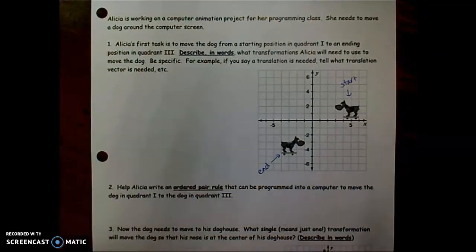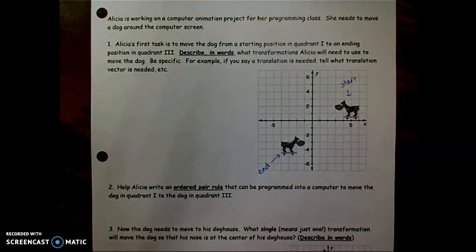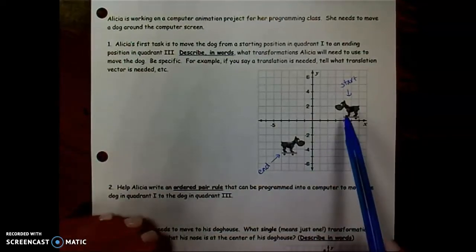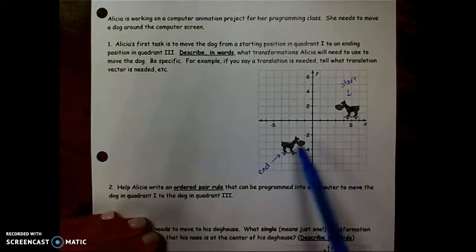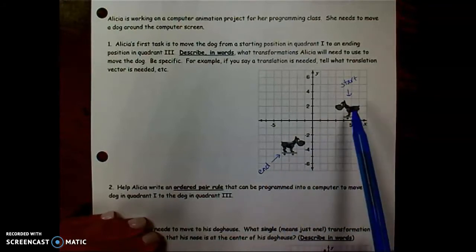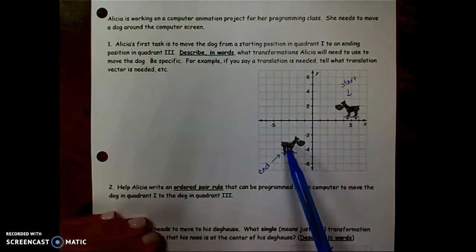So I told you on the video and in class that if you have 2 or more transformations, always save the translation for last. So we'll slide the dog into place after we get it positioned in the correct orientation first. So the first thing I notice is these 2 dogs are facing in opposite directions. So I want to reflect this dog so that it is turned the direction that my final dog is in.